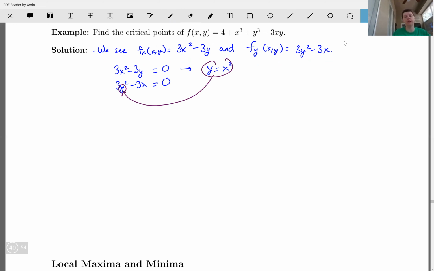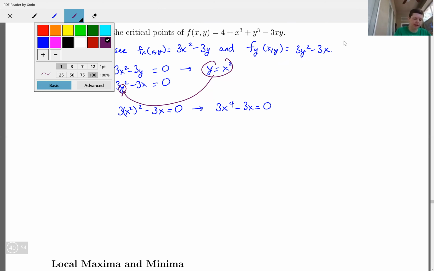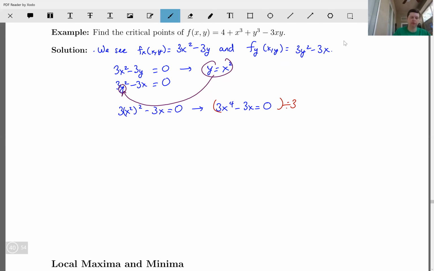Since this is a system of nonlinear equations, we have to be a little careful. I get 3 times (x squared) squared minus 3 times x equal to 0. That's 3 times x to the fourth minus 3x equals 0. Let's divide through by 3 because we can. We do not want to divide through by x, because x could be 0 and that would be bad. So that gives x to the fourth minus x is 0. Factor out an x: x times (x cubed minus 1) equals 0. So x equals 0, or x cubed minus 1 is 0, and then x has to equal 1.